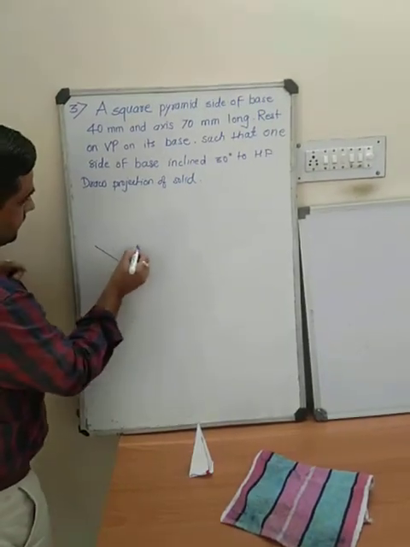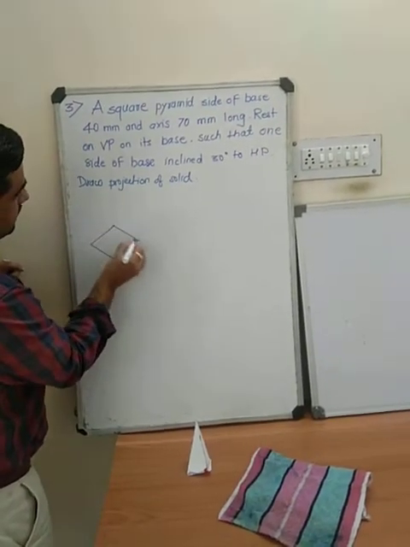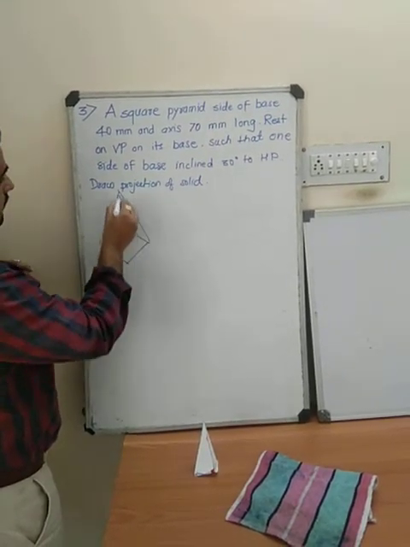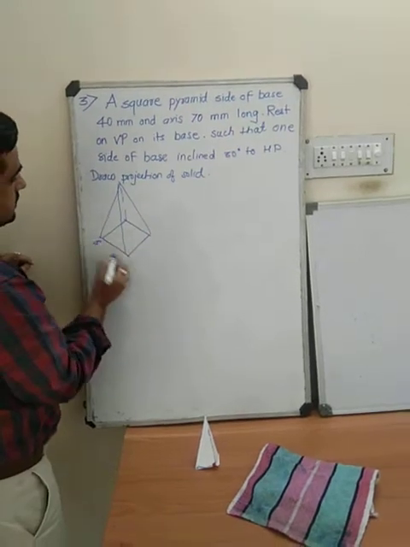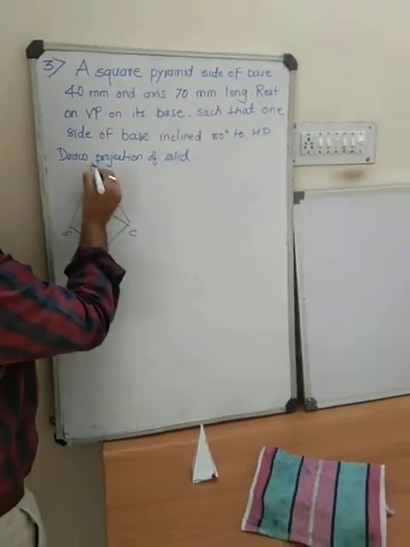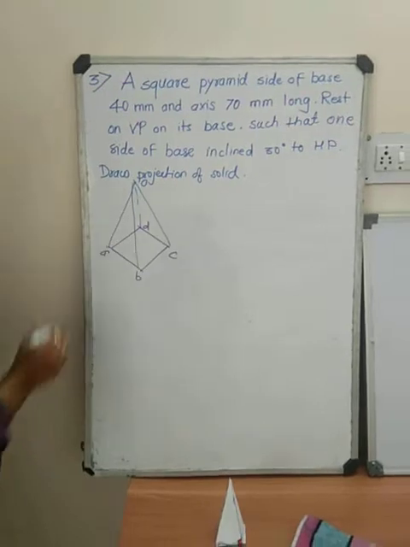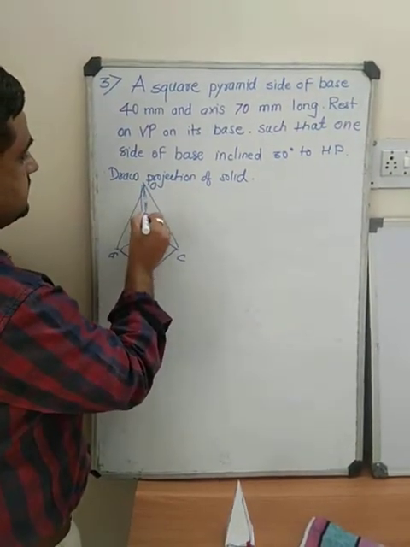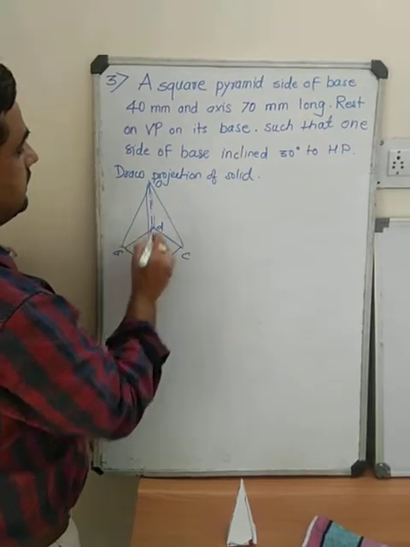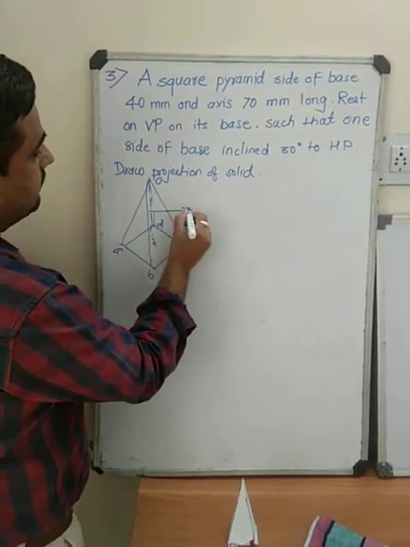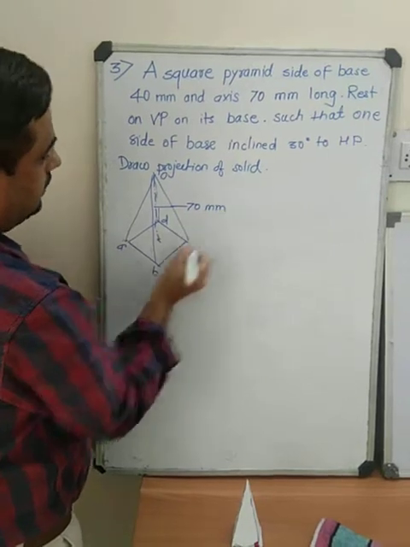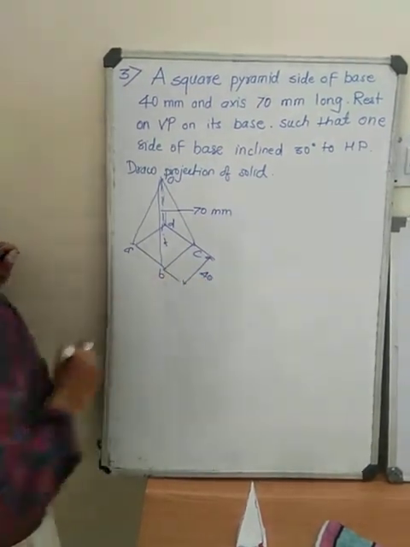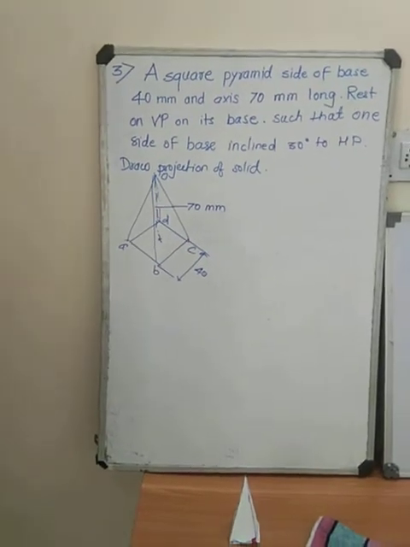Now this is the pyramid. This is A, B, C, D, and O. Now how many corners are there? There are 5 corners, and this is the axis. The axis is represented by a center line, and the axial height is 70 mm, and the length of the side is 40 mm. Now these are the dimensions of the pyramid.